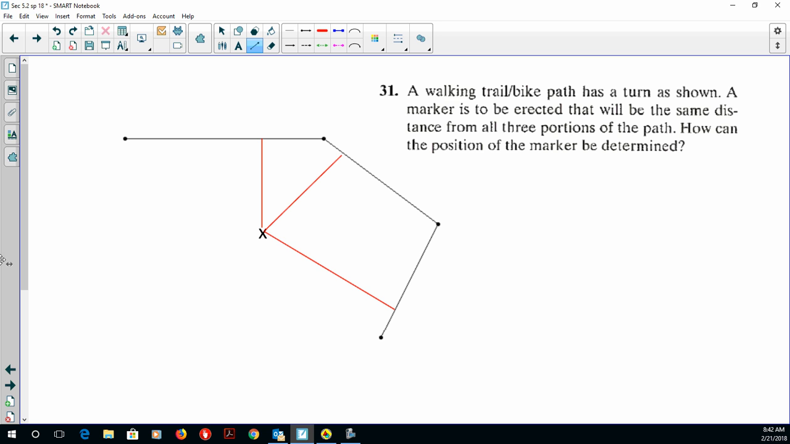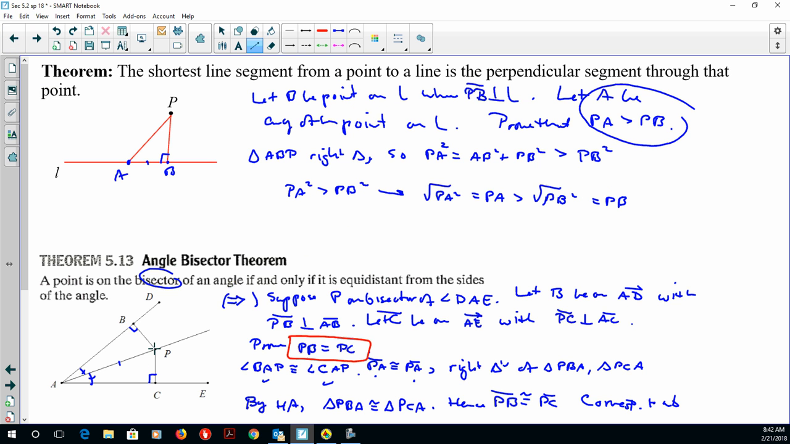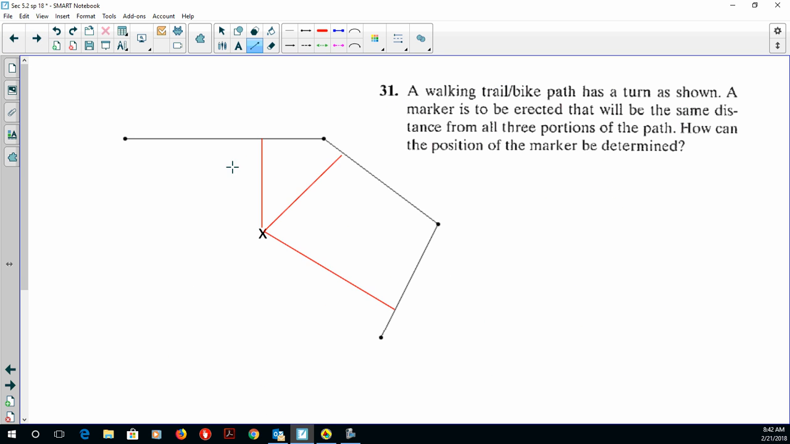What does our angle bisector theorem say? A point is on the bisector if and only if it's equidistant from the sides. In other words, if I can find a point on the bisector of this angle, it'll be equidistant from those two sides. If I can find a point on the bisector of this angle, it'll be equidistant from those two sides. So if I can find a point that's on the bisectors of both angles, we're in business.